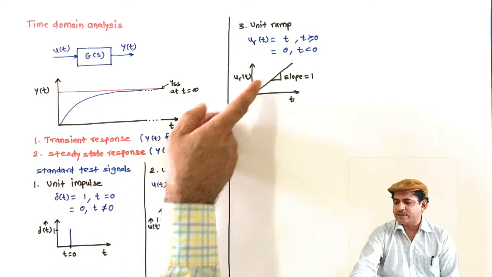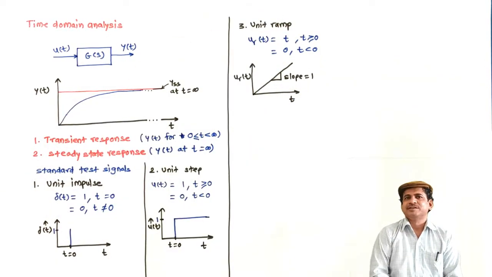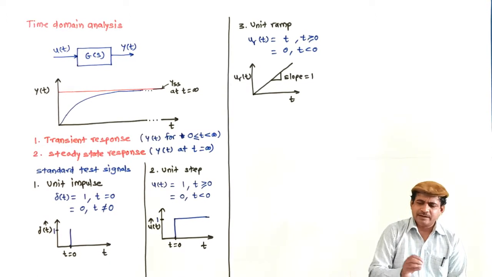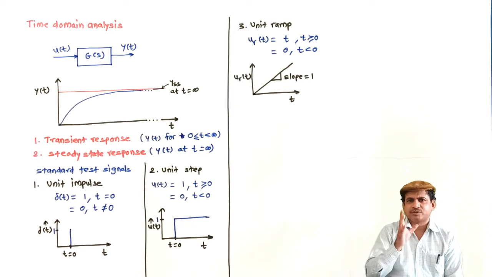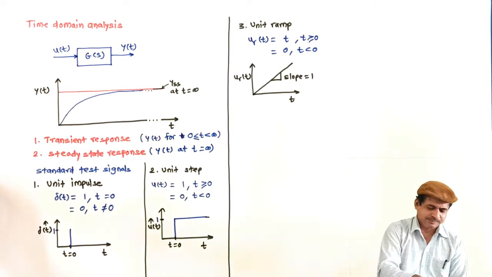So it is unbounded, because as time t progresses to infinity, this also becomes infinity. So it is itself unbounded, and that is why its use is limited, and it doesn't have much closer resemblance to the real time incidences.